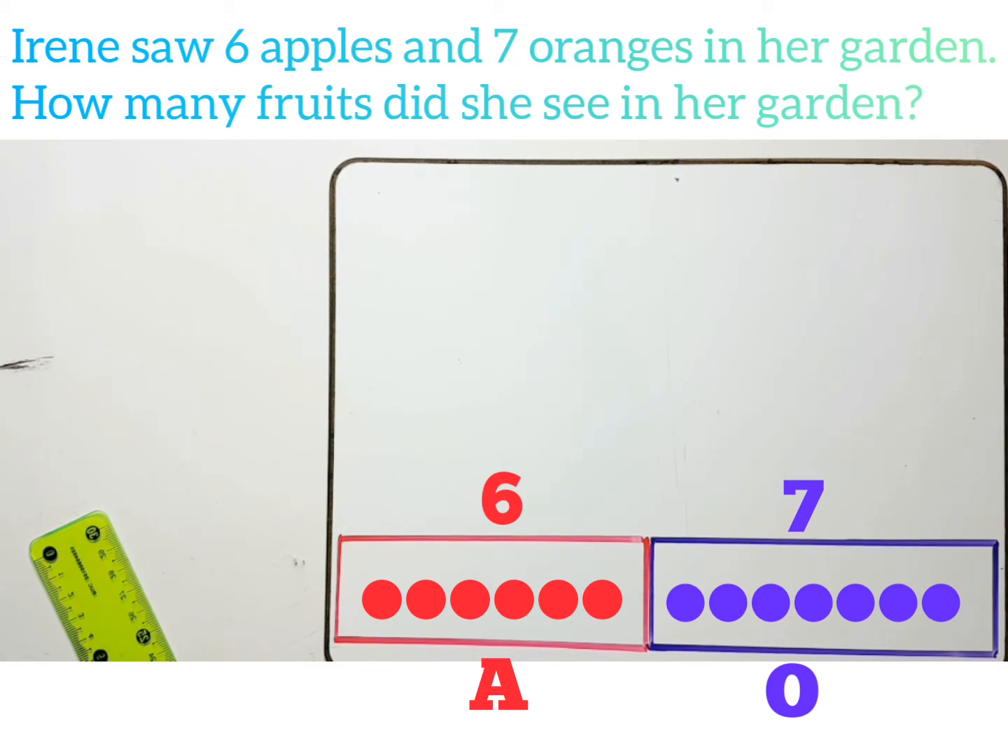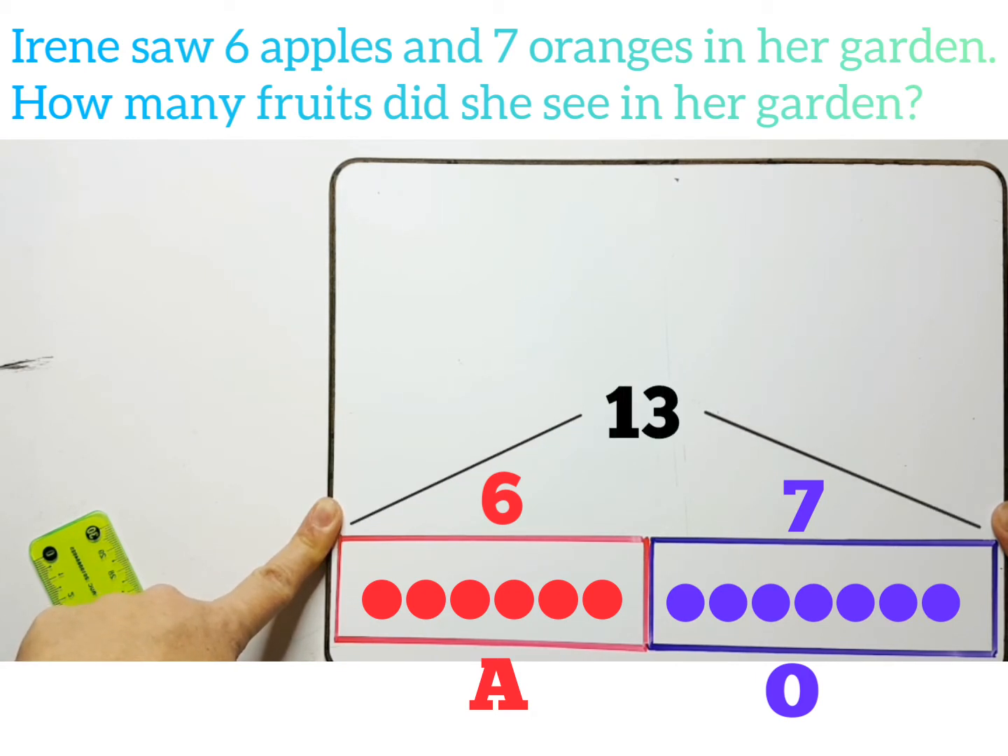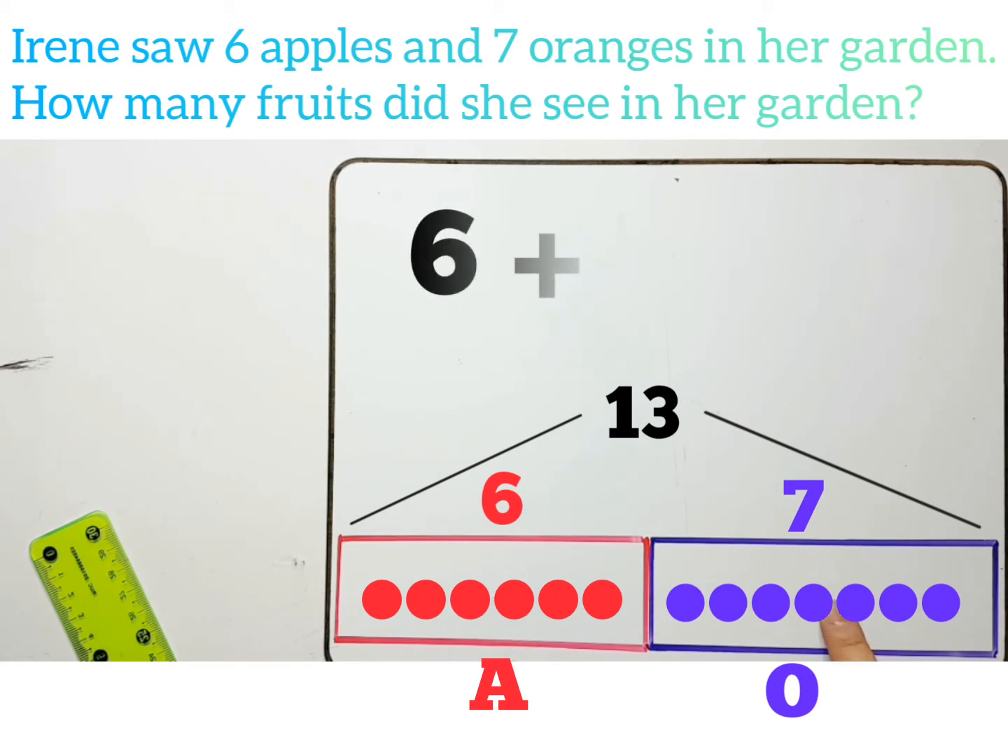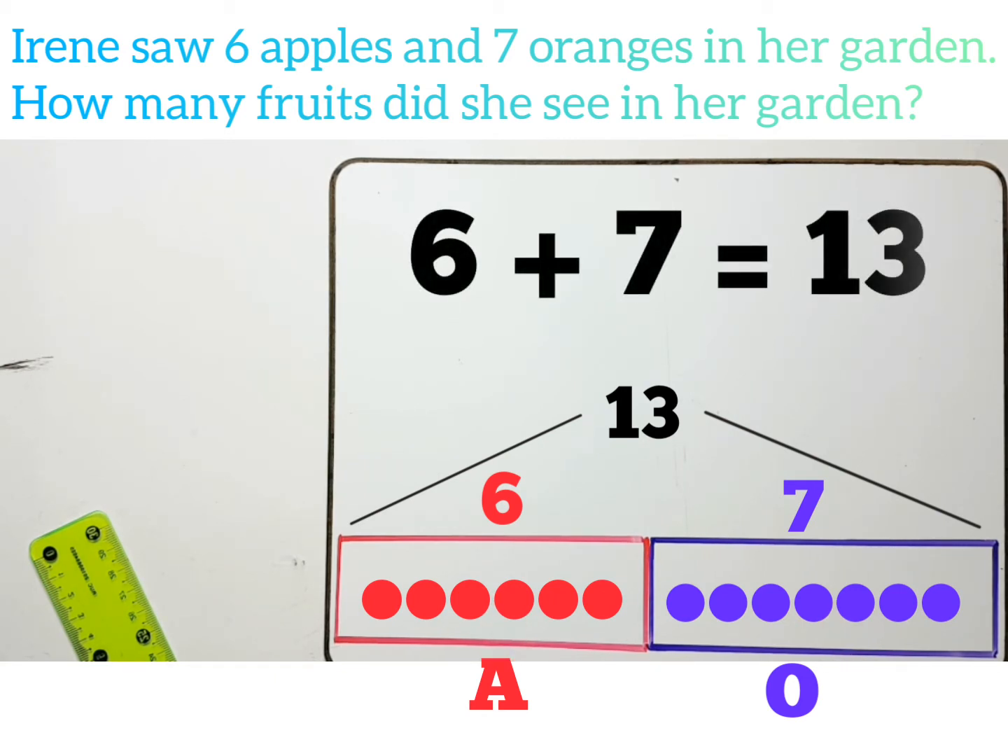Good. So now, again, I had 6 apples and 7 oranges. From here to here, this is my total. This is how many fruits there were in the garden. And that was the question: how many fruits were there in the garden? So from here to here, there are 13 fruits. Let's show that above our drawing so we can keep track. And my number sentence would be 6 plus 7 equals 13.